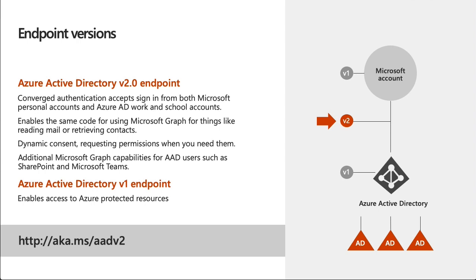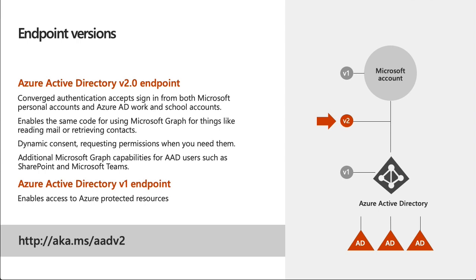But with the V2 endpoint, we don't have to worry about that extra complexity. We're going to let Azure AD figure all that out for us. So that's one nice thing. That's the first two points. Converged authentication accepts sign-in for both Microsoft personal accounts and Azure AD work and school accounts, and it enables the same code that we write for using the Microsoft Graph for things like reading mail and retrieving contacts.